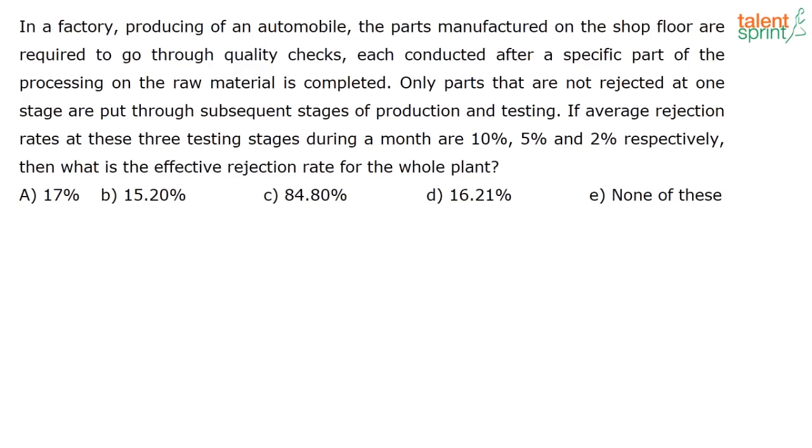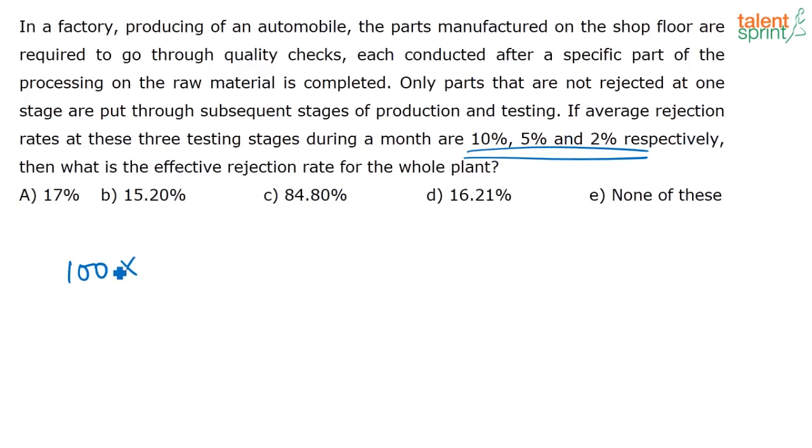See, one way of solving this question is like this. I would suggest this is the easier way to solve this question. Let us say there are 100 parts, okay? Now what is given? They pass through three stages where rejection is happening in these percentages. So what will happen in the first stage? 100 into 10% rejection is happening, correct? So how many are left? 90.